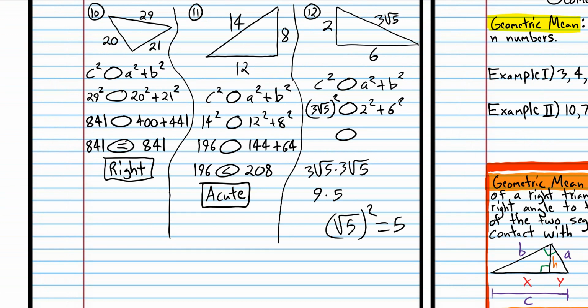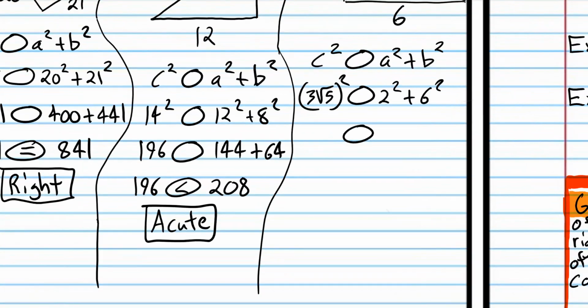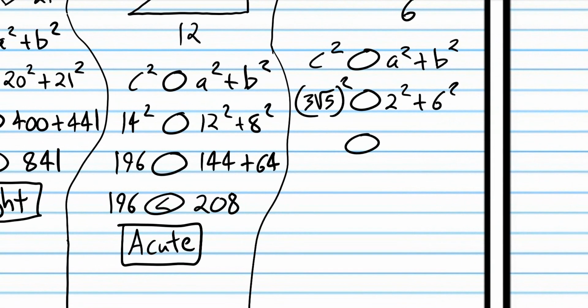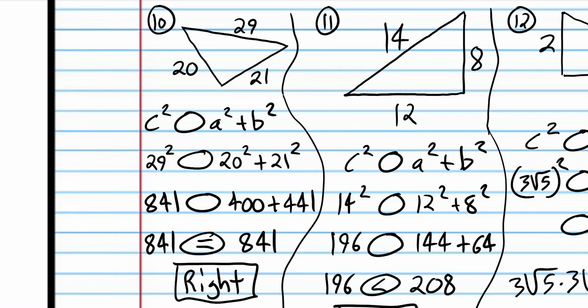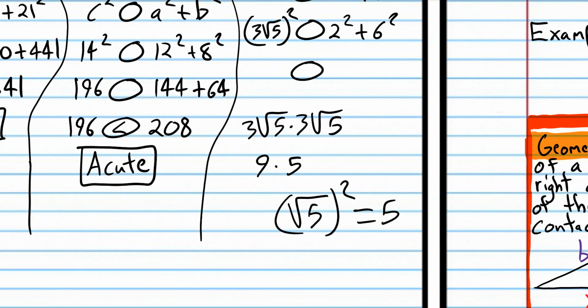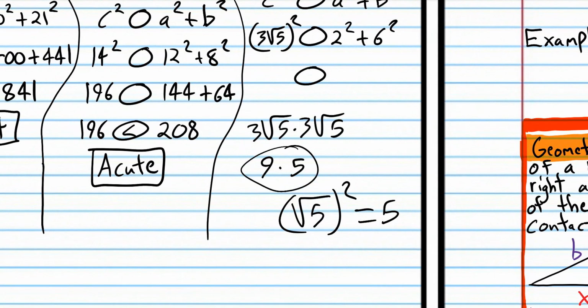Now, if you're bewildered by that, that's okay. It may be a little familiar to you, but if it's completely unfamiliar to you, we're not done yet. So we have 9 times 5. The 3 times 3 is 9. Square root 5 times square root 5 is 5. And then you just multiply these together and get 45.